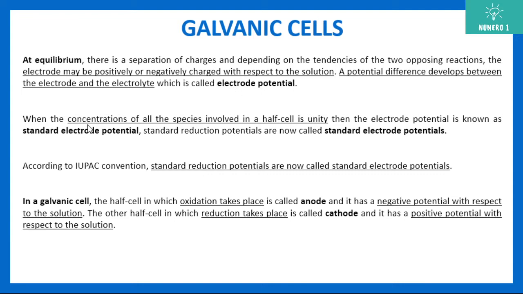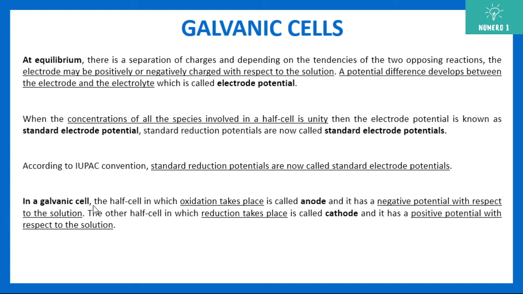When the concentration of all the species involved in the half cell reaction is unity, that is, when the concentration is 1, then the electrode potential is known as the standard electrode potential. Standard reduction potentials are now known as standard electrode potentials. Basically, the electrode potential is the standard electrode potential when the concentration is 1 for all the species, according to IUPAC. That is a convention here: standard reduction potentials are now called standard electrode potentials.